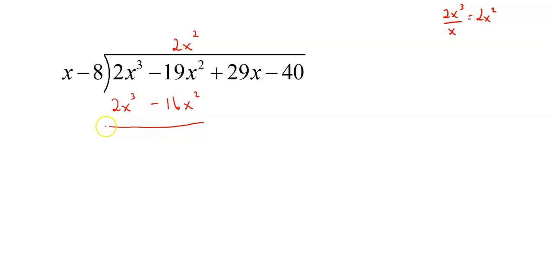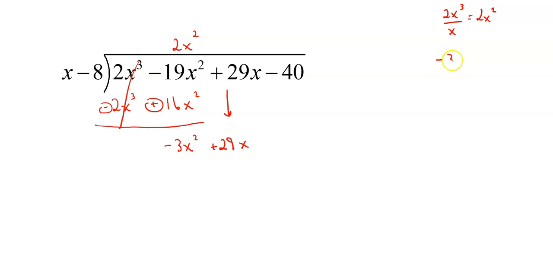Now, remember we said we're subtracting. So we're going to change the sign here. We're going to change the sign there. X to the thirds go away. Positive 16, negative 19, negative 3x squared. Bring down the 29x.